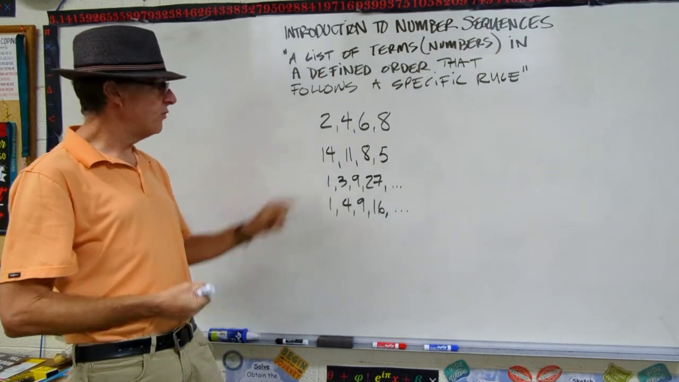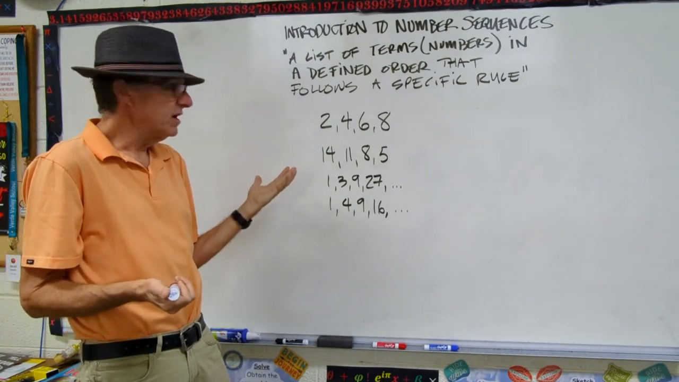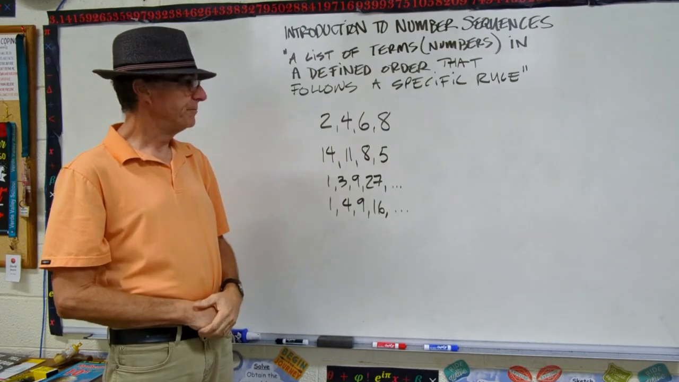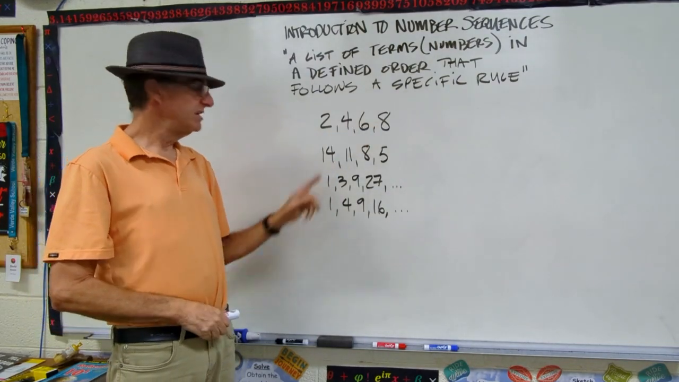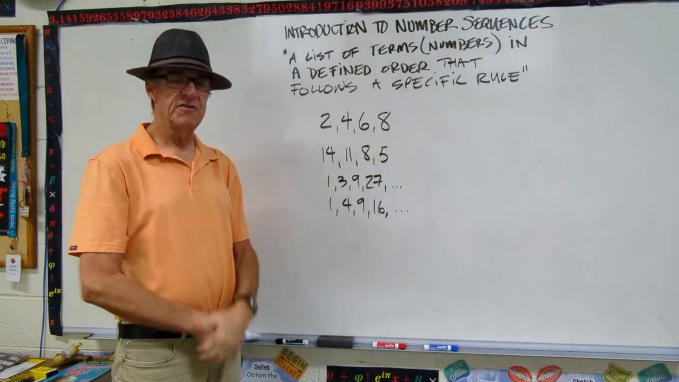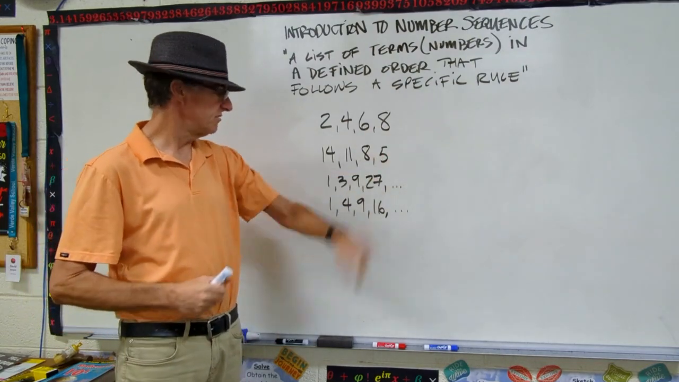So let's take a look at four possible sequences here. We have 2, 4, 6, 8. That's a sequence. I think you can see what the rule might be. What is that rule? Plus 2, right? We're just adding 2 to each term. Now here's one, 14, 11, 8, 5. What's the rule for that one? Minus 3 each time. We're just subtracting 3.